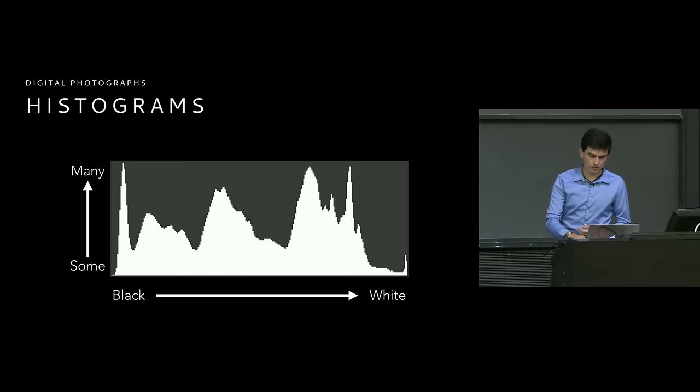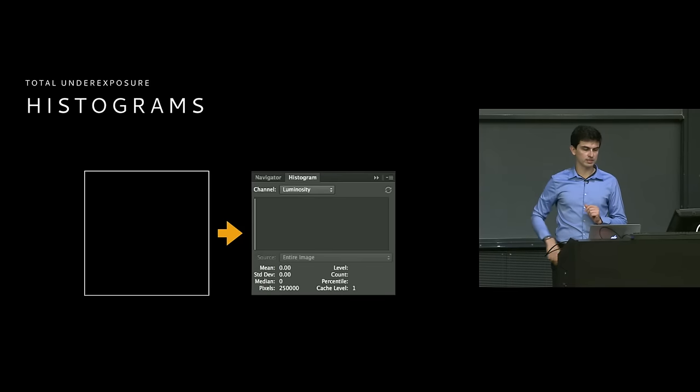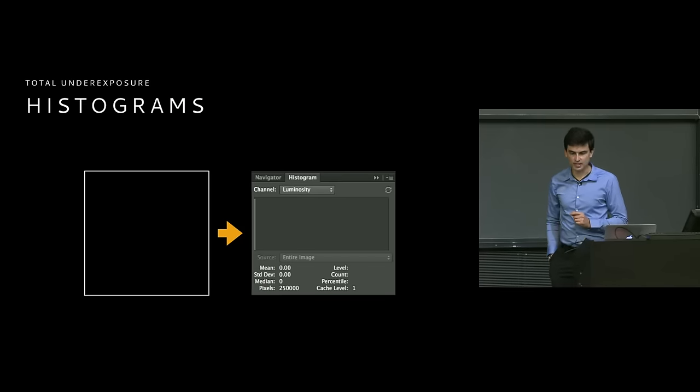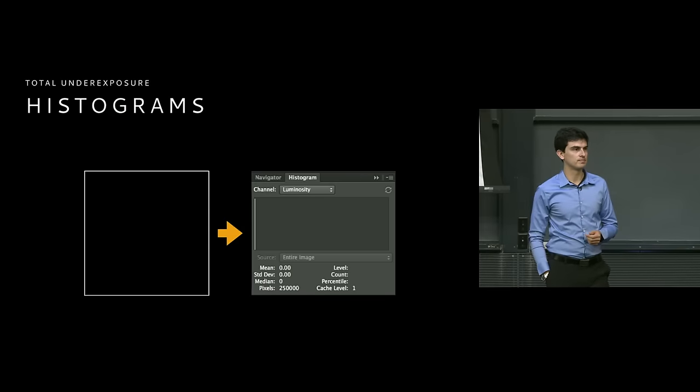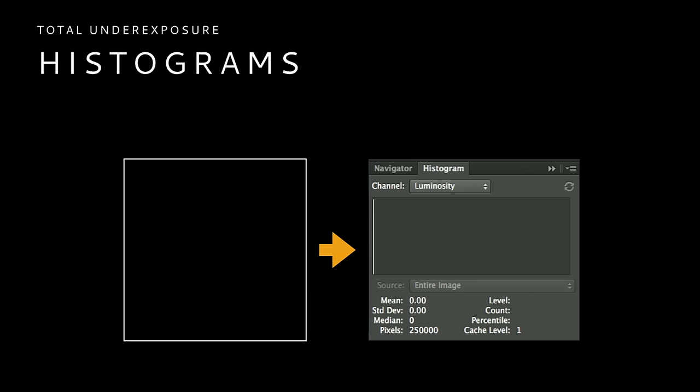So let's first take a look at some really, really simple examples. So we have here a photograph that is completely underexposed. Really, it's just a bunch of black pixels in a square, and we can see the histogram that results. We have no representation of pixels anywhere except in the very farthest leftmost column, which is a count of the black pixels in this image.